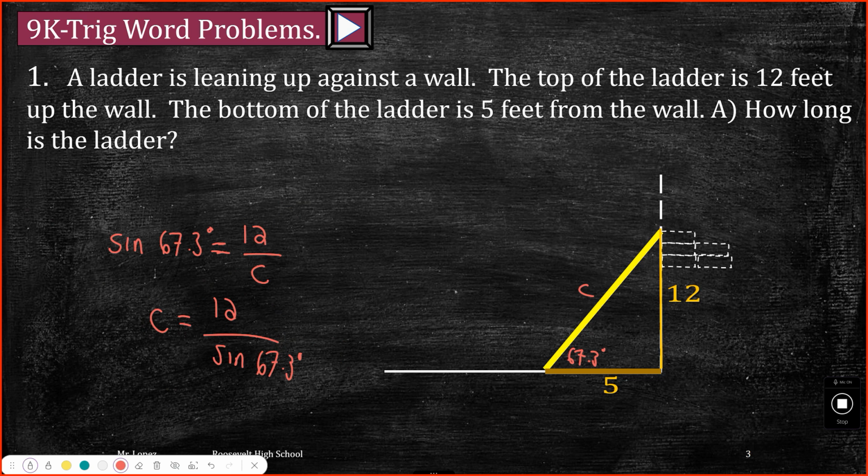So get a calculator, and what do you think is going to be the answer? 12 divided by... What the heck did I do? Sine is stupid. 12 divided by sine. It's 13.